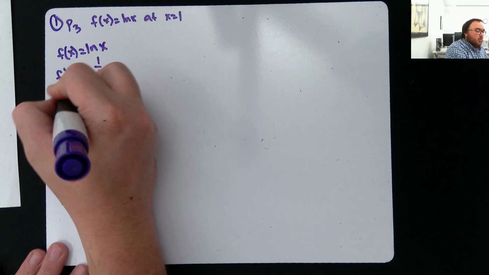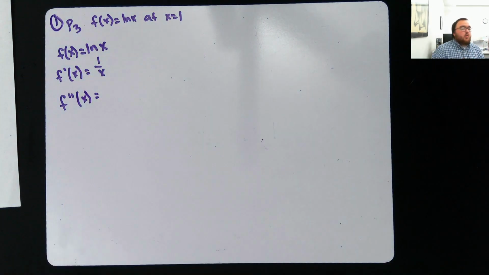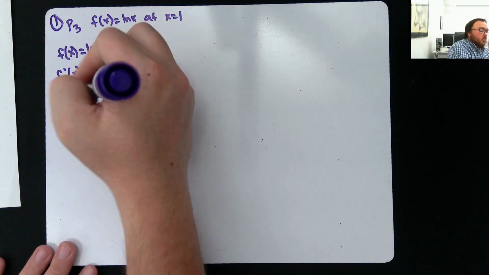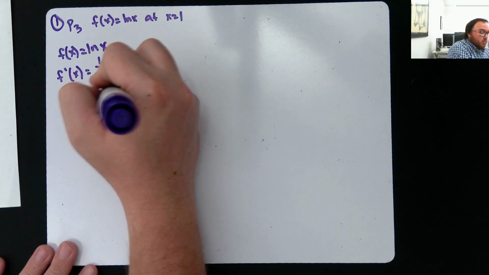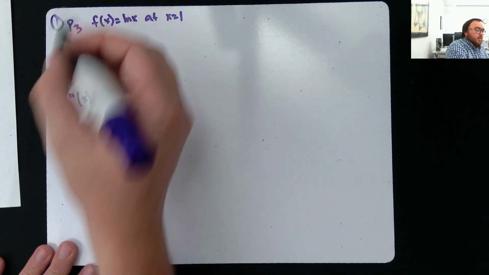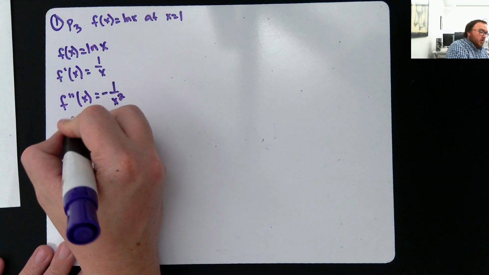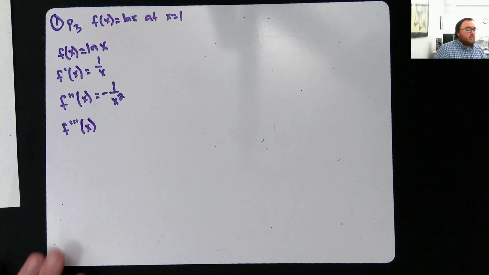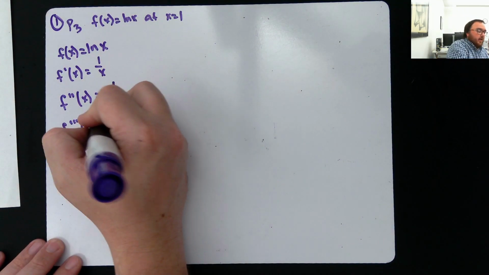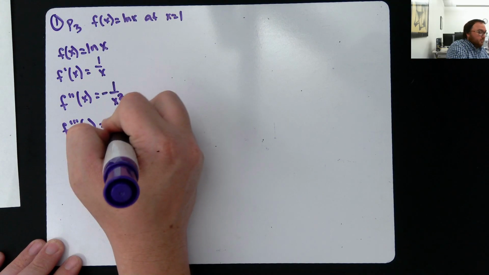Then find the second derivative. The derivative of 1 over x, we could use the power rule or the quotient rule, whatever you want to use. Since this was a calculus 1 thing, I'm going to assume you know how to do this, but if not, let me know. I'll just let you know the derivative is negative 1 over x squared. P3 means I have to go all the way to the third. The derivative of negative 1 over x squared is 2 over x cubed.